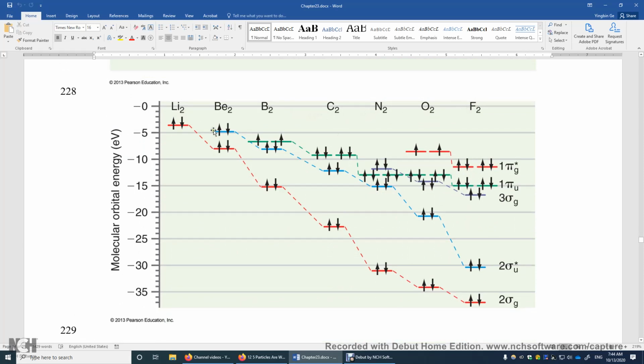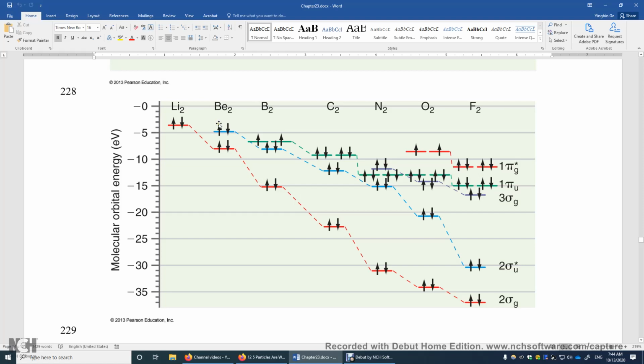and fluorine 2. Lithium 2 is just 2 sigma g. Beryllium 2, 2 sigma g, 2 sigma star. So the bond order is 0. 2 bonding electrons minus 2 antibonding electrons, you get 0. And then 0 divided by 2, you still have 0.